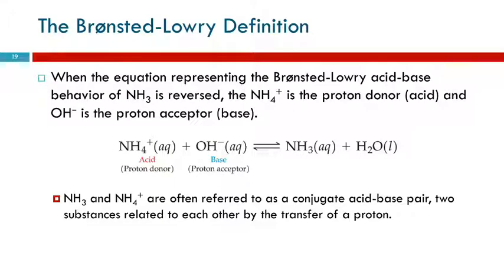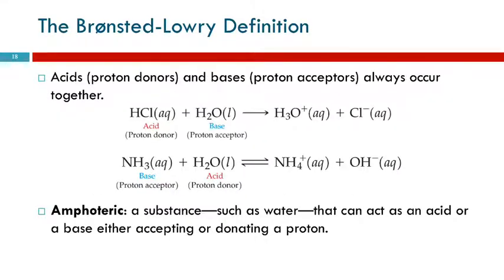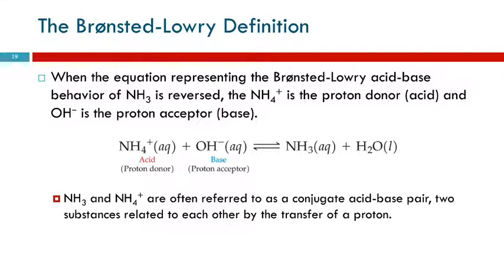Now, if we take the equation where we had ammonia and water, and we formed ammonium and hydroxide ion, notice that there's a double-headed arrow here. This is a single arrow. This is going to go forward and just be done. This one will go in both directions. It establishes an equilibrium. So if we write this equation exactly backwards, let's look at what's happening.